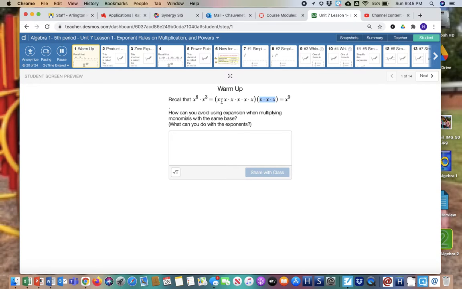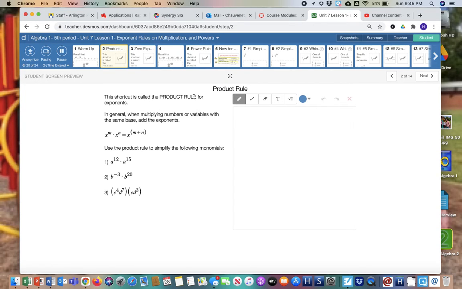So how can we avoid having to do this every time? What do we do when we're multiplying monomials, meaning one term with the same base? We add the exponents, right? So if we learn that, now we can use that, and that's called the product rule, okay? So what does that mean? In general, when you multiply numbers or variables of the same base, you want to add the exponents. So let's run through a couple examples here. For instance, x to the m times x to the n equals x to the m plus n, right? The base is staying the same, you add the exponents.